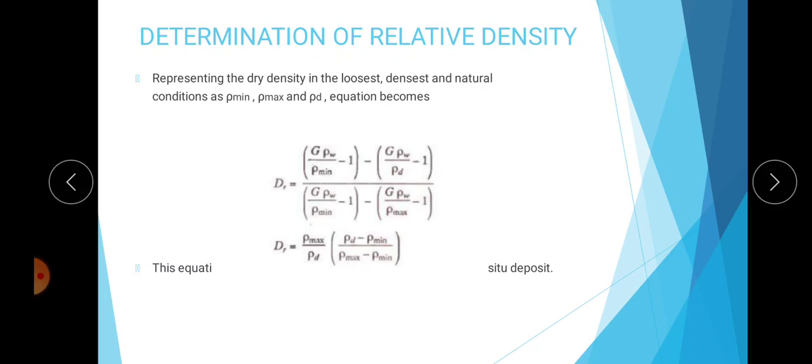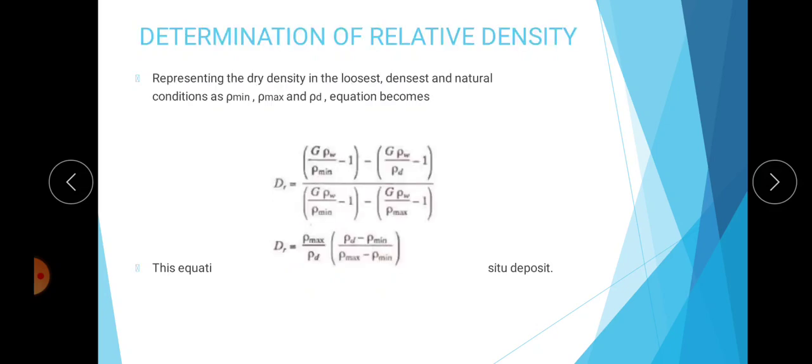By rearranging this equation, relative density is equal to rho max by rho D into rho D minus rho minimum divided by rho max minus rho minimum. Here rho D means the density in the natural condition, that is dry density, and rho max is the maximum density, and rho minimum is the minimum density. This is the procedure for calculating the relative density of soil in situ. So this is about relative density.